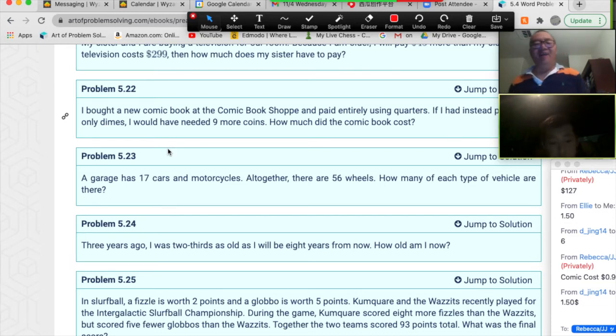Okay, everybody do this problem. You know the car has 4 wheels. Motorcycle has 2 wheels. Then first they give you the total number of cars and motorcycles, that's 17. Then they give you the total wheels, that's 56. Then they ask you how many of each type of vehicle there are.